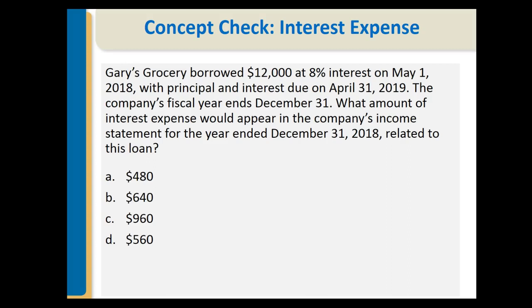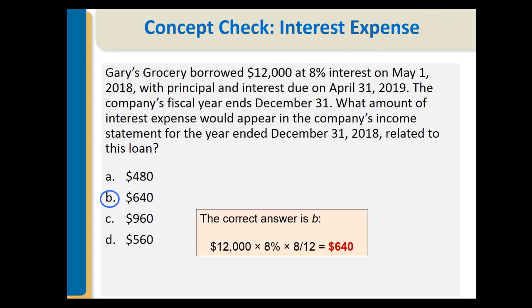So as you can see here, we're going to take the $12,000 loan times 8%, which is at an annual rate, times 8 months out of 12 months, or $640, which would be shown as the interest expense.